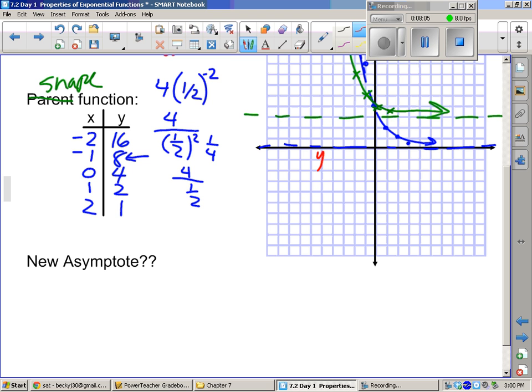Okay, so remember the original asymptote would have been y equals 0, but we shifted everything up. So now it's at y equals 3, and that's always going to correlate to the k value. All right. So that seems pretty easy to remember. All right, that's it for graphing.